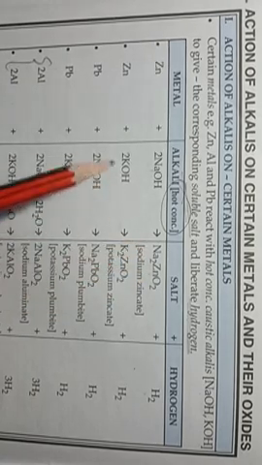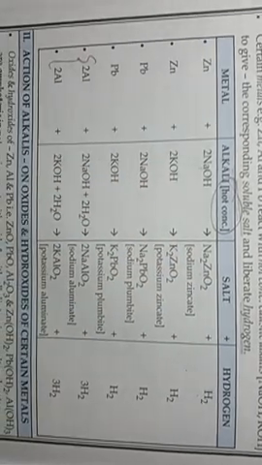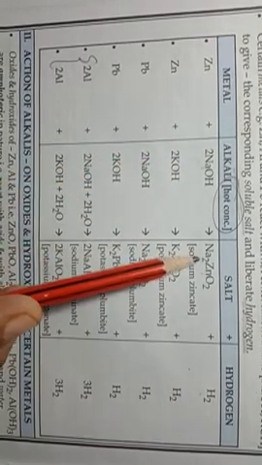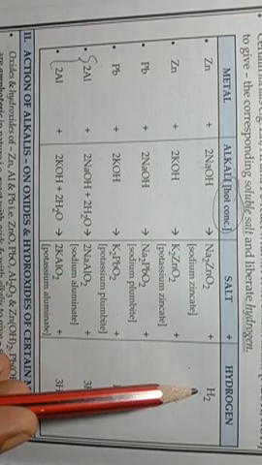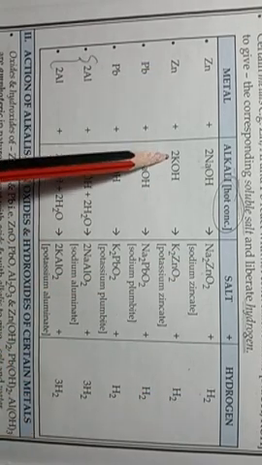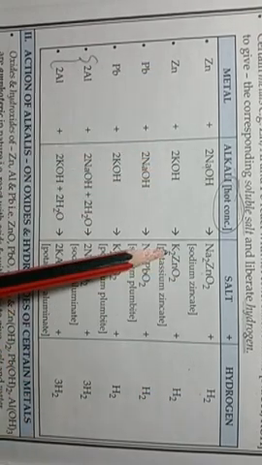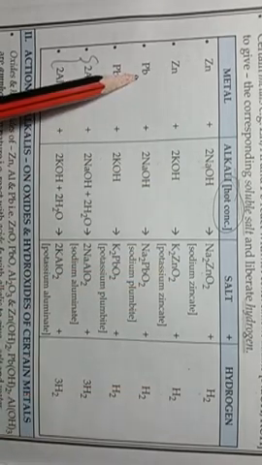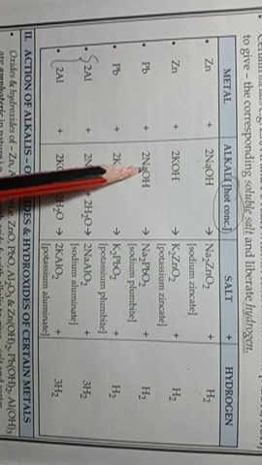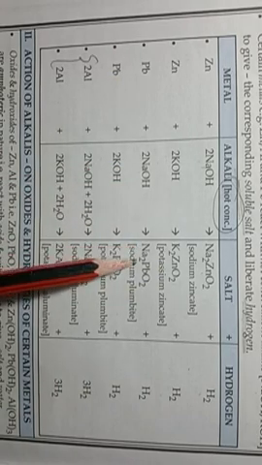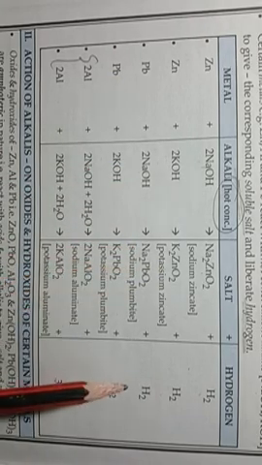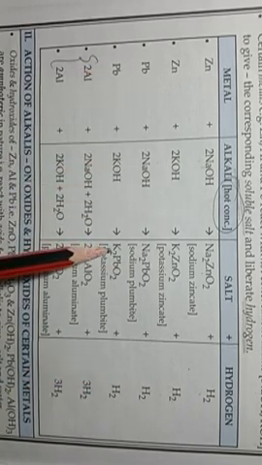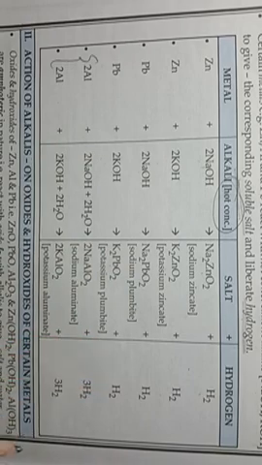So as you can see here, zinc with sodium hydroxide is forming a soluble salt, sodium zincate, and hydrogen. Zinc with potassium hydroxide is again forming potassium zincate and hydrogen gas. Lead with sodium hydroxide forms sodium plumbite with hydrogen. Lead with potassium hydroxide forms potassium plumbite with hydrogen.